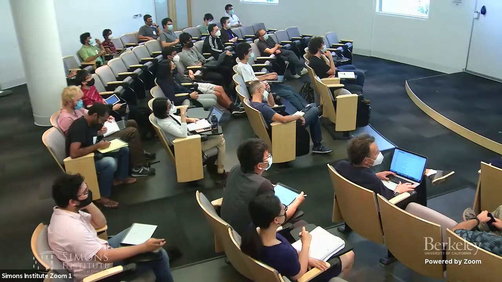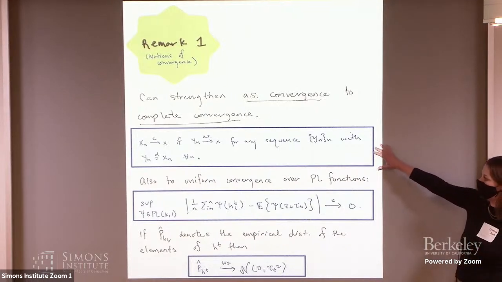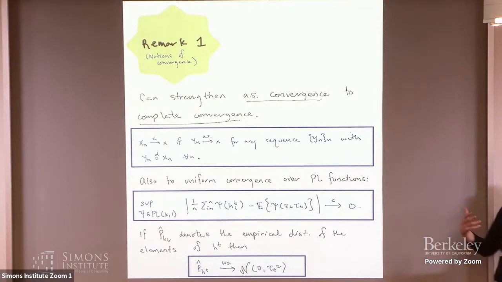Okay, so what I presented there was in terms of almost sure convergence. The first thing I wanted to mention is we can strengthen the convergence to complete convergence automatically. If you're not familiar with complete convergence, it's not particularly important, but it seems to be the correct notion of convergence we're using here.